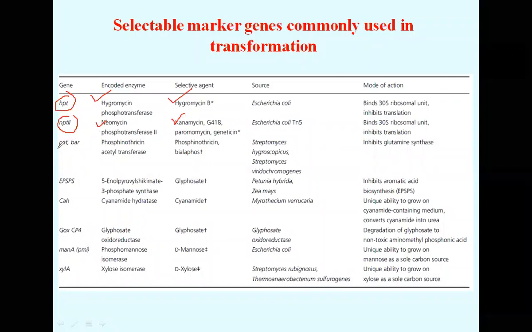Then you have phosphinothricin, called PPT also. It codes for an enzyme, phosphinothricin acetyltransferase, and it will confer resistance against phosphinothricin, right? And this is the mode of action. Then you have EPSPS. This gene codes for an enzyme called 5-enolpyruvylshikimate-3-phosphate synthase. This is the name of the enzyme. It is an enzyme which plays an important role in branched chain amino acid synthesis.